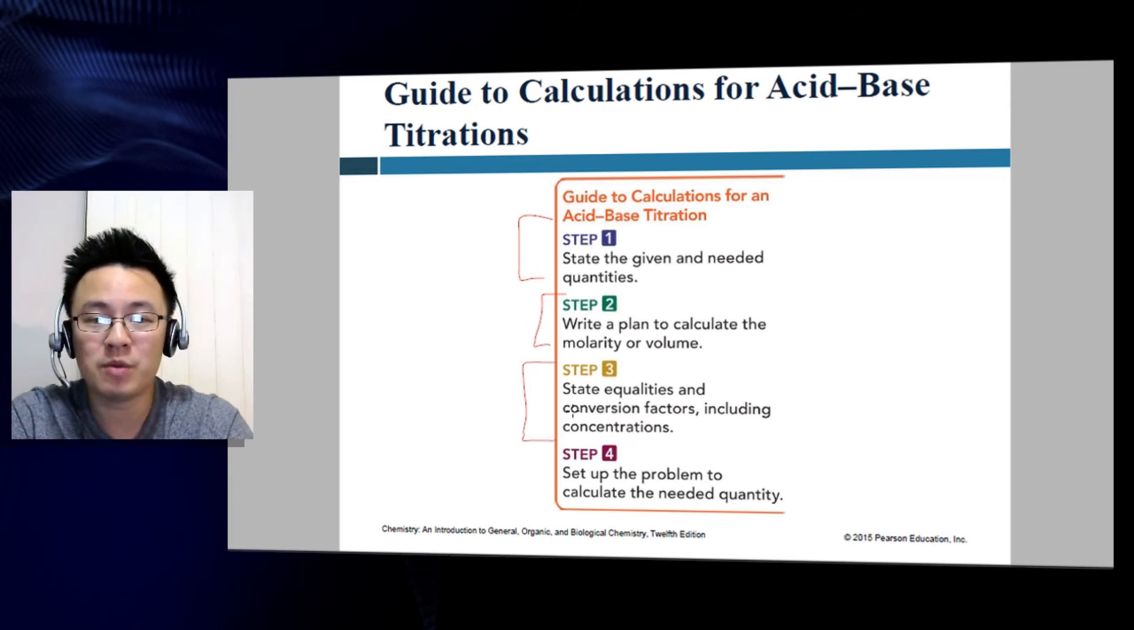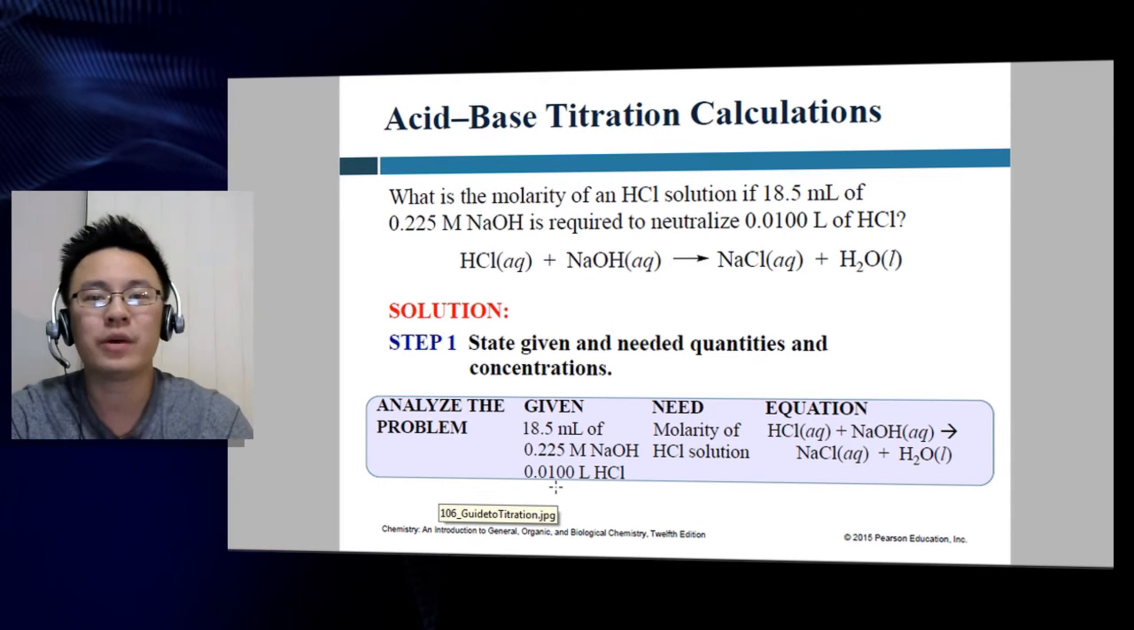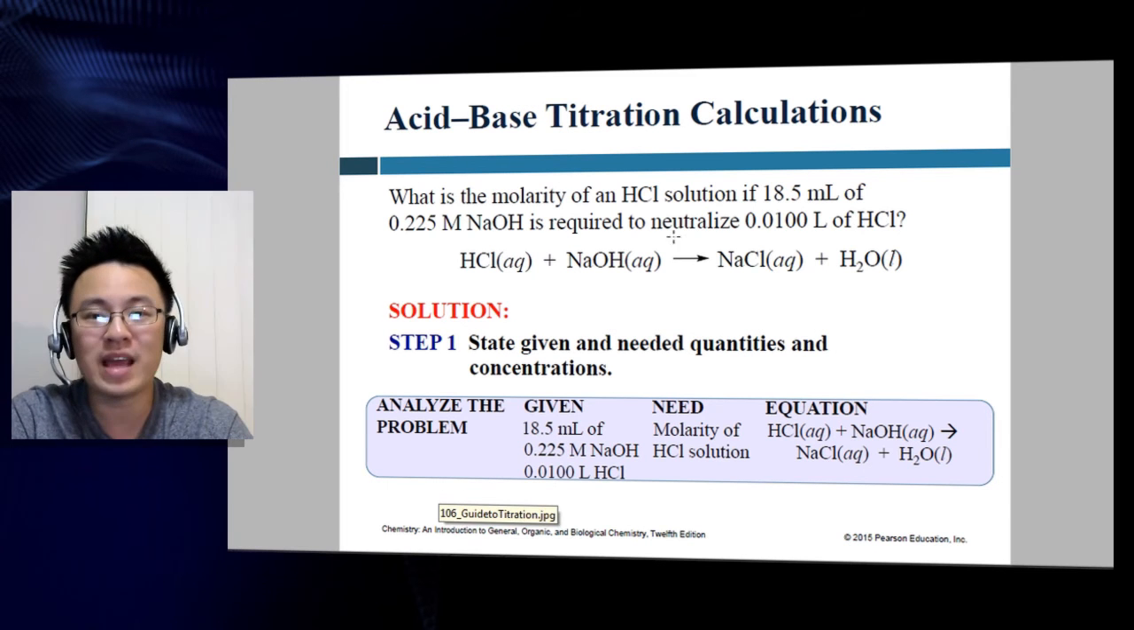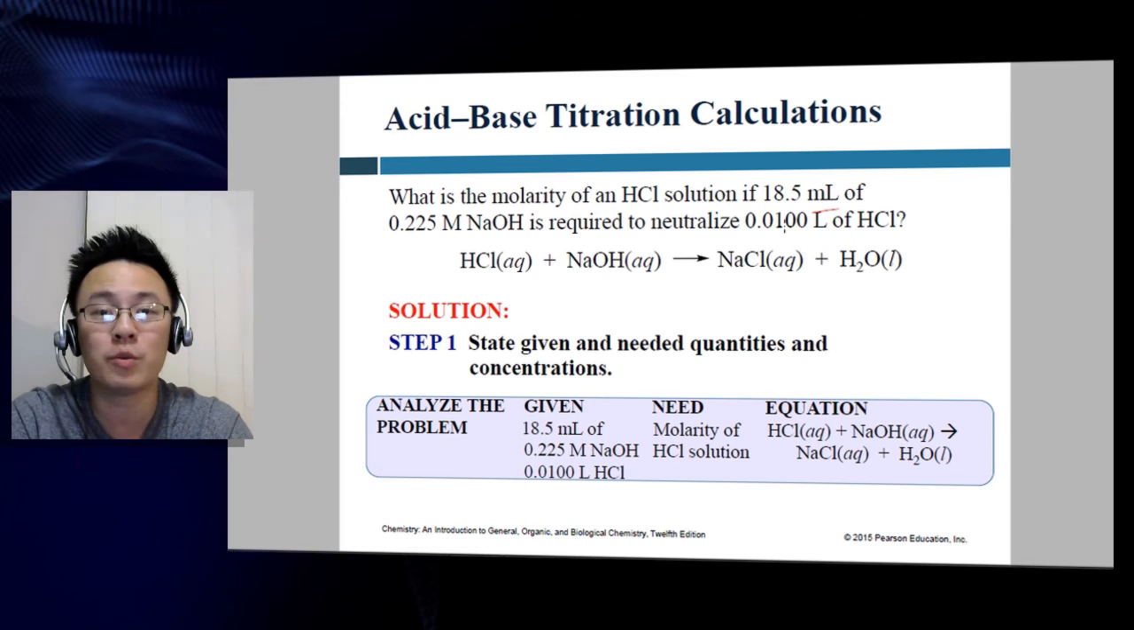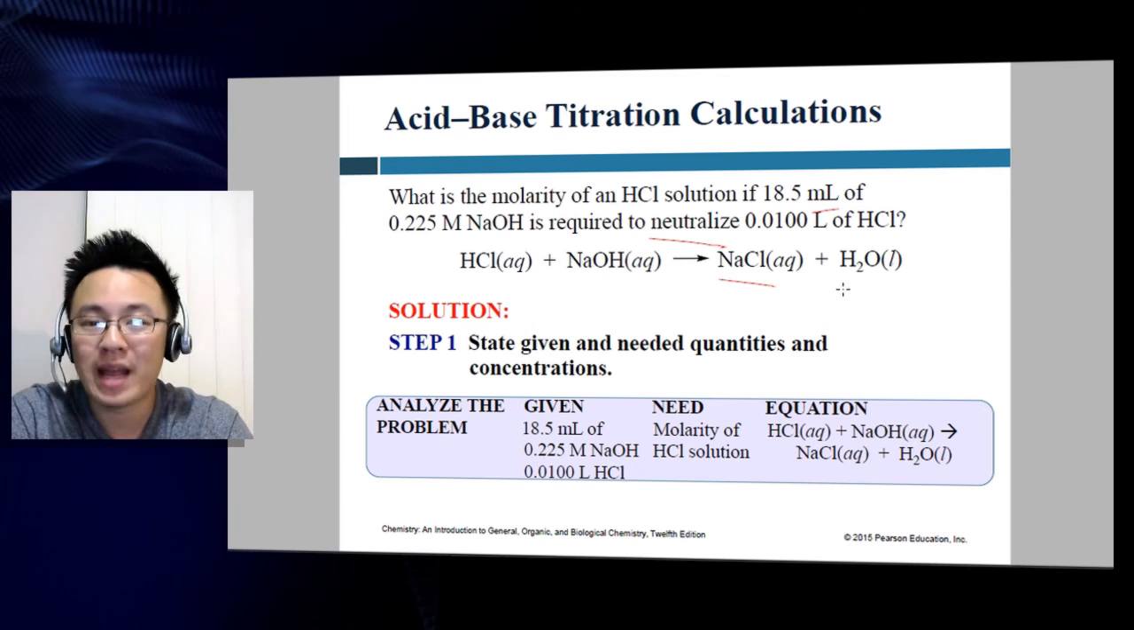And then fourth, set up the problem to calculate the needed quantity. So what is the molarity of hydrochloric acid solution if 18.5 milliliters of 0.225 molar sodium hydroxide is required to neutralize 0.0100 liters of hydrochloric acid? So therefore the equation right here is hydrochloric acid, aqueous, mixing with sodium hydroxide, aqueous, gives us that neutralization reaction there, sodium chloride and water.